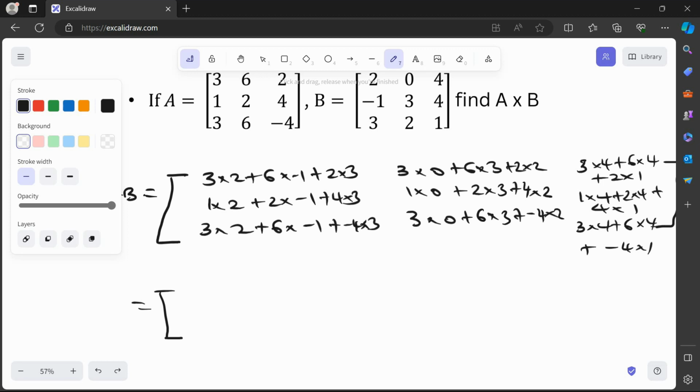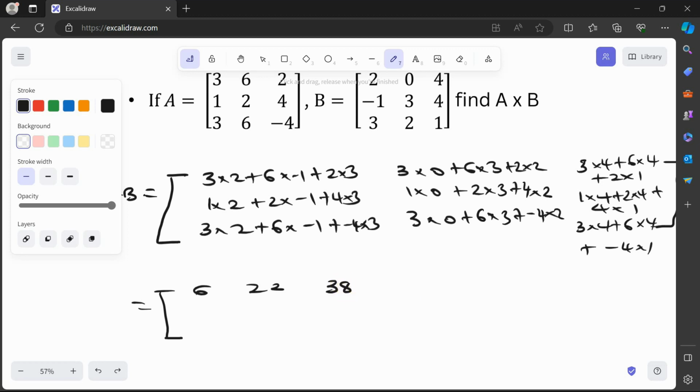If I resolve the first guy, that will be 3 times 2 plus 6 times minus 1 plus 2 times 3. That will give me 6. The second guy will give me 3 times 0 plus 6 times 3 plus 2 times 2. That gave me 22. And the last guy would be 3 times 4 plus 6 times 4 plus 2 times 1. Give me 38. So I'm done with row 1.